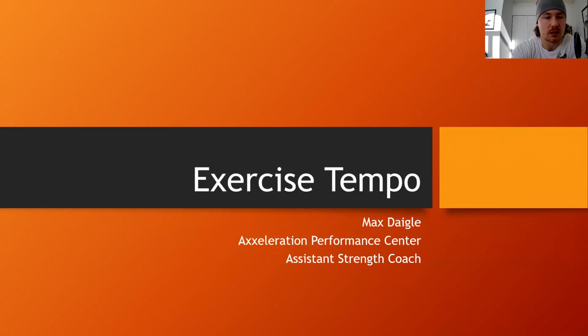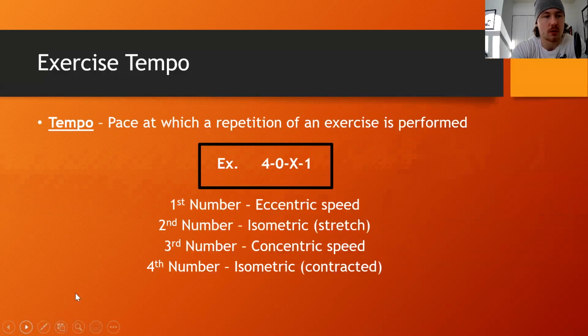So what is exercise tempo? Tempo is pretty much the pace at which a repetition of an exercise is performed. Typically in a program, I will lay out a 4-digit sequence included with the exercise, the rest period, reps, sets, etc. And this indicates the tempo at which an exercise is executed.